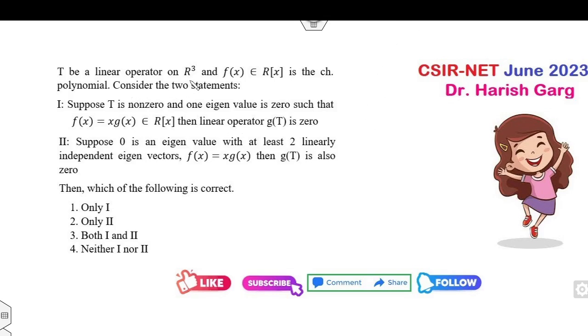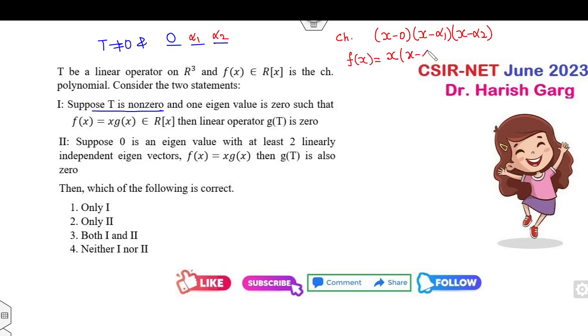Okay, look at this another one. T is a mapping on R cube, f is the characteristic polynomial, and so on. Suppose T is non-zero and one eigenvalue is 0. You have 3 eigenvalues, and one eigenvalue is 0. What about the other eigenvalues? I can choose alpha 1 and alpha 2. Fine. So can you write the characteristic equation? x minus 0, x minus alpha 1, x minus alpha 2. So this is my f of x. f of x is x into x minus alpha 1, x minus alpha 2.